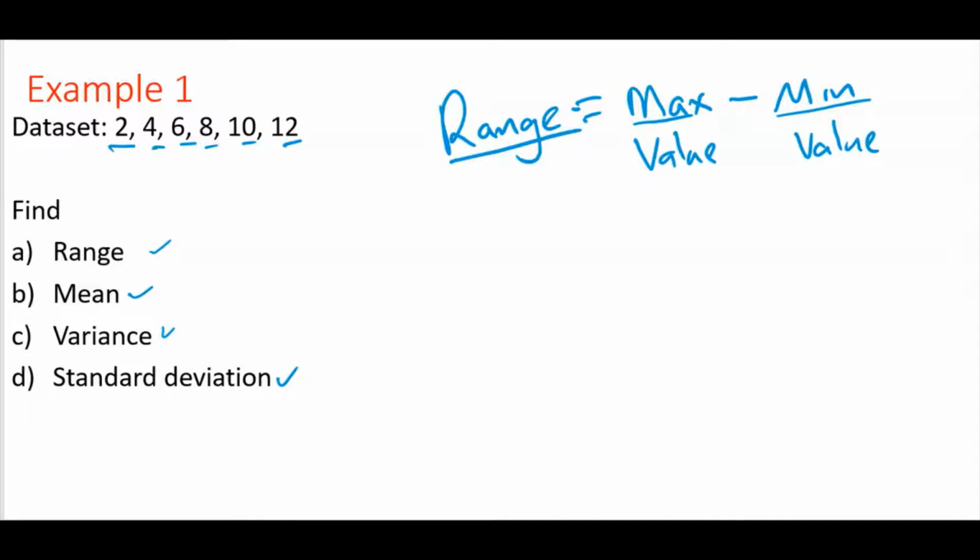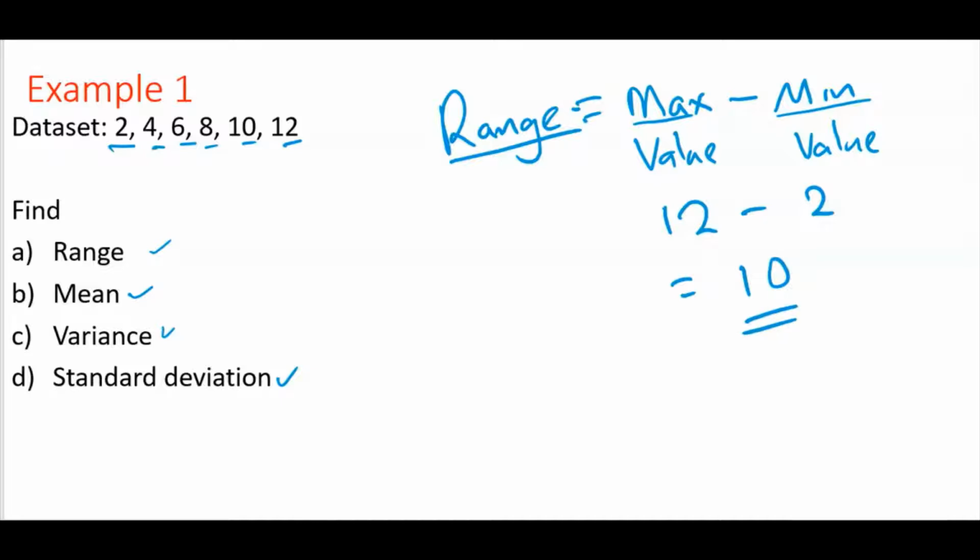In this dataset here, the maximum value is 12. The minimum value in the dataset is 2. So the range of this dataset is simply 10.